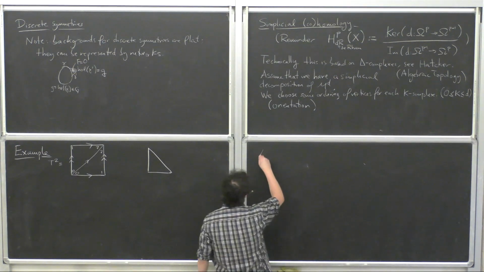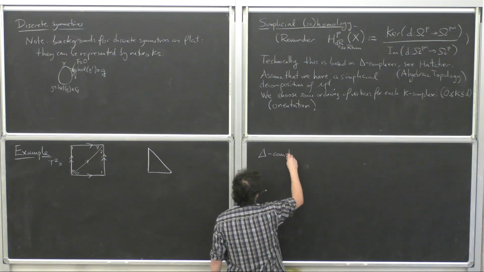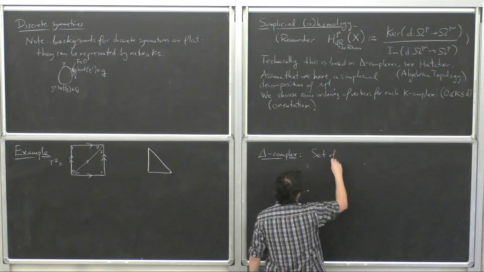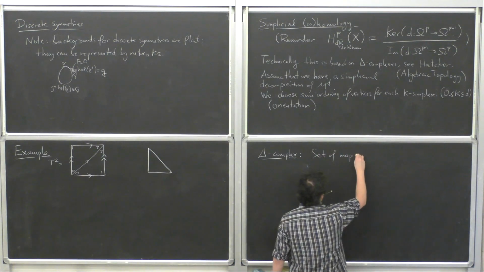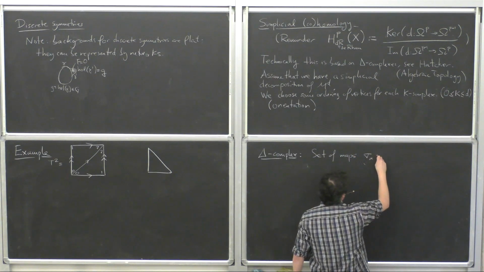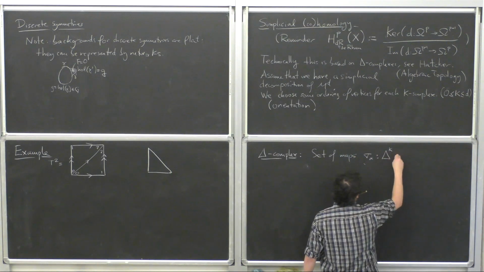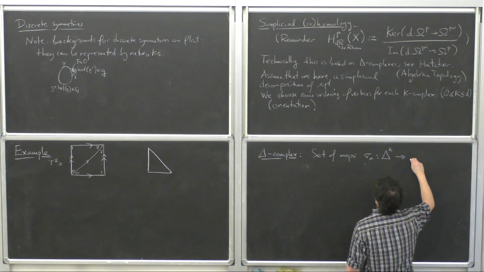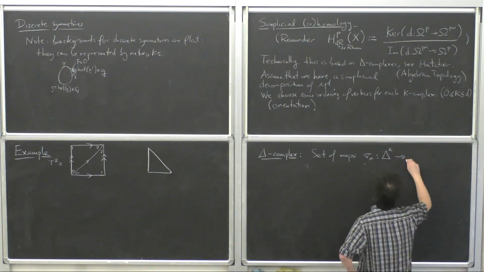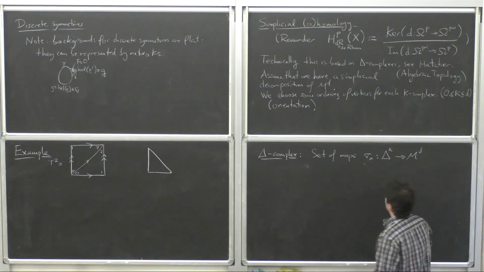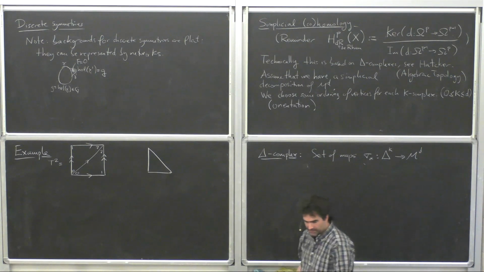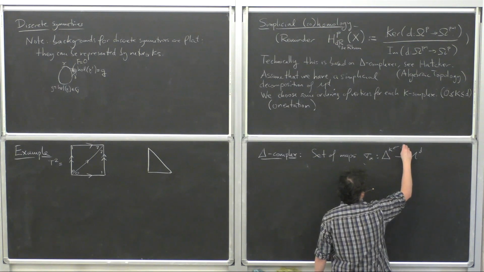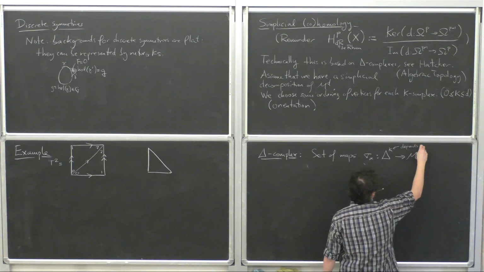So a delta complex is a set of maps, what you can call sigma alpha, from some k-dimensional simplex to your target space, M^d. And here I'm using the same concise notation that Hatcher uses. Here k, the dimension of the simplex, depends on alpha.